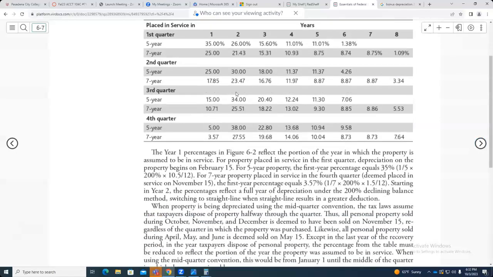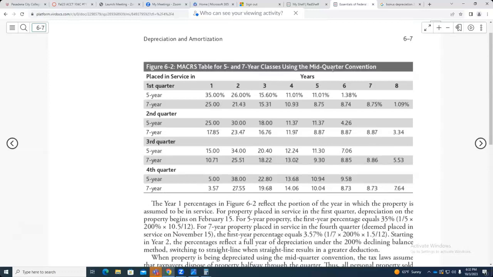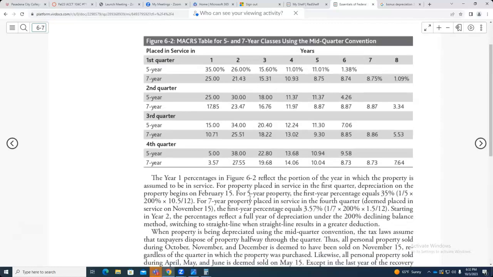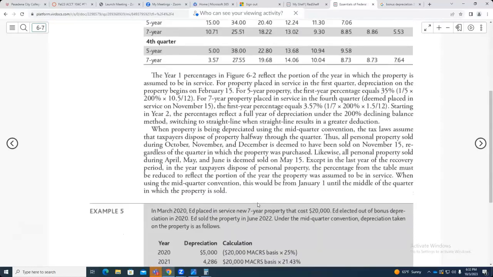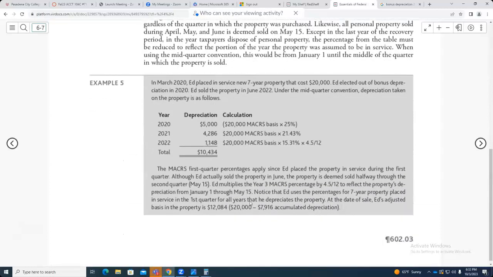And here is the catch. All you need to do, assuming you purchased more than 40% in the last quarter, then you automatically will be entered into mid-quarter convention. No more mid-year convention. You will be in mid-quarter, and you're going to use this table to figure out how much you are going to depreciate. So here is an example.